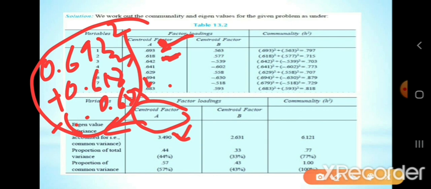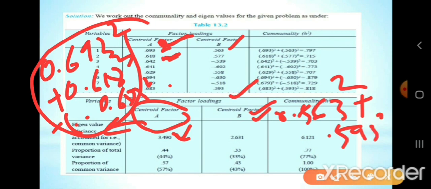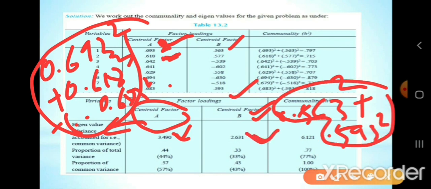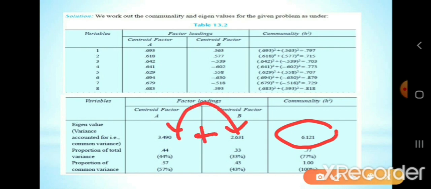Similar way we will calculate the eigenvalue of centroid factor B, by adding all these squares, 0.563 square up to 0.593 square. Clear? Now this is the total, by adding these two. Now the proportion of common variance will be calculated by dividing each centroid factor by the total. So this is the proportion of common variance.